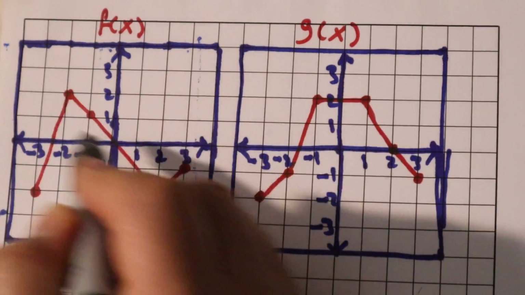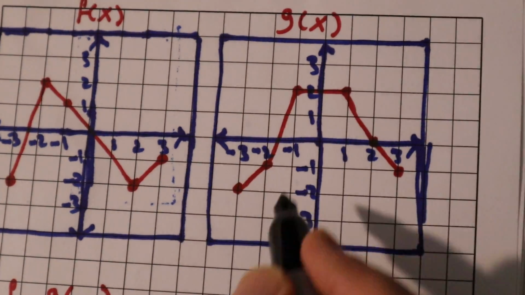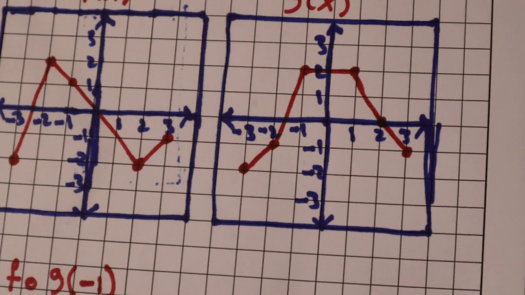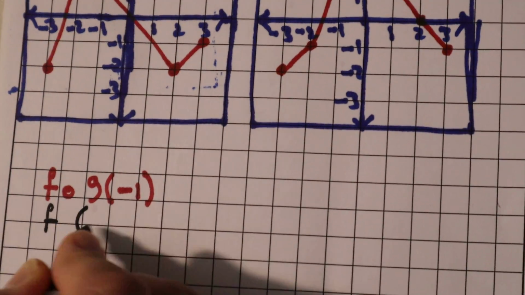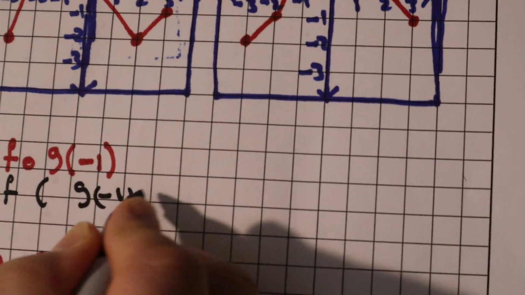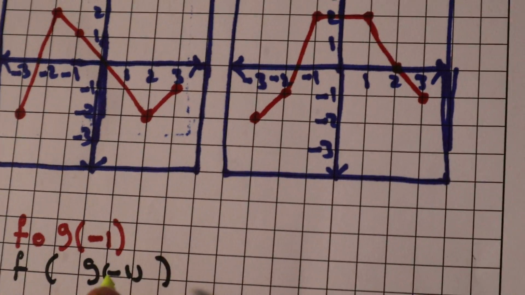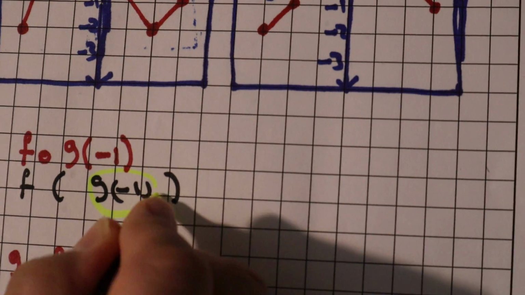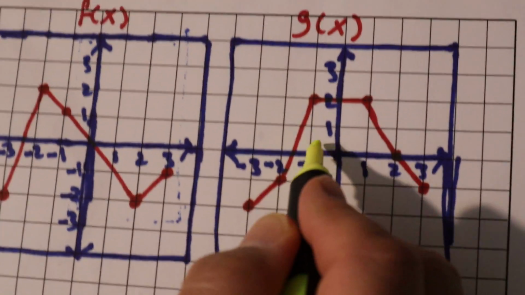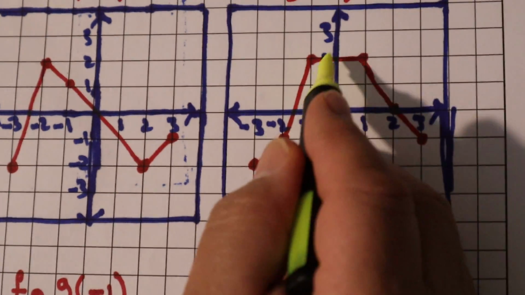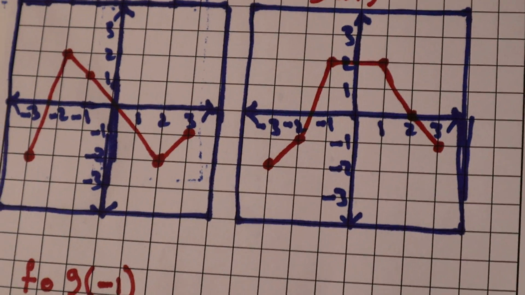Here is function f of x, and this is the graph, and given function g of x, this is the graph. You need to find f of g of -1. As we learned before, it will be f of g of -1. So we're going to look for g of -1 first. Look at function g, find where x is -1, and the matching value is 2. So the value of g of -1 is 2.